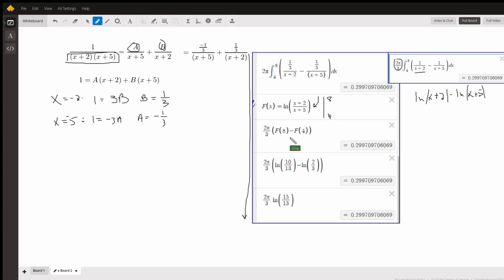with the 2 pi out front. F of 8 minus f of 4 multiplied by 2 pi over 3 gives us this value right here. Okay, and if you want an exact value, ln of 10/13 minus ln of 2/3 is the same as ln of 15/13. There's an exact answer.